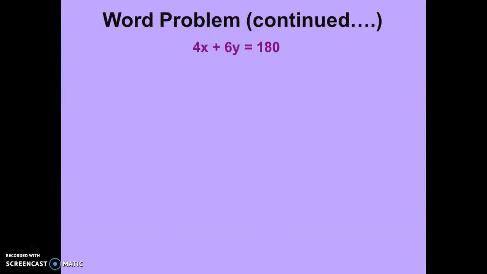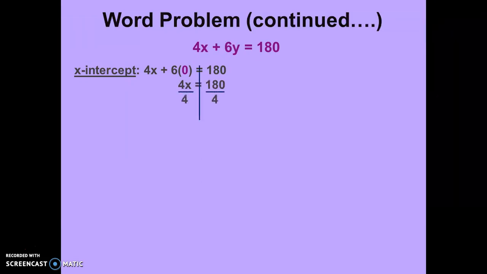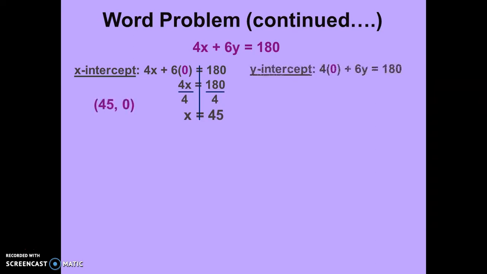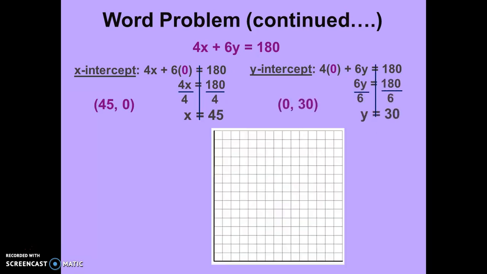All right, so hopefully as you found the x-intercept and plugged in 0 for y, we would be left with 4x = 180, which means when we divide by 4, x = 45. So that point is (45, 0). For our y-intercept, when we plug in 0 for x, we've got 6y = 180, divide by 6, and y = 30. So (0, 30). Now when we go to graph that, we're going to put x, our small tables, on the x-axis, and y, the large tables, on the y-axis.